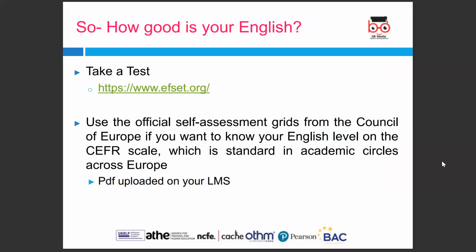So how good is your English? Take a test. So the FSET is where you would take a test which indicates your score, which indicates the level of your English, for example, beginner or advanced. There are different leveling systems in use around the world, and even a wider range of English tests around the world, which have implicit or explicit leveling systems built into the scoring.